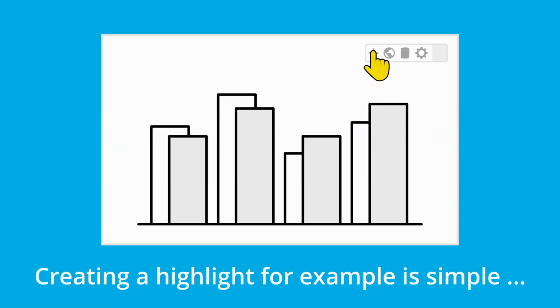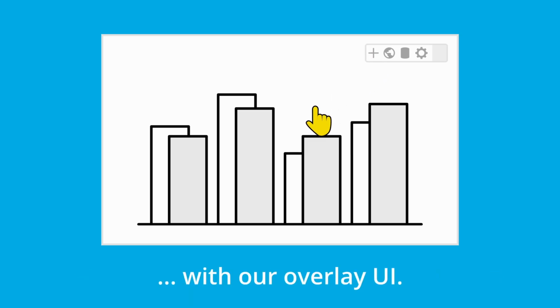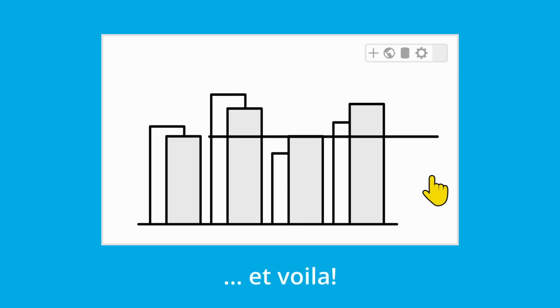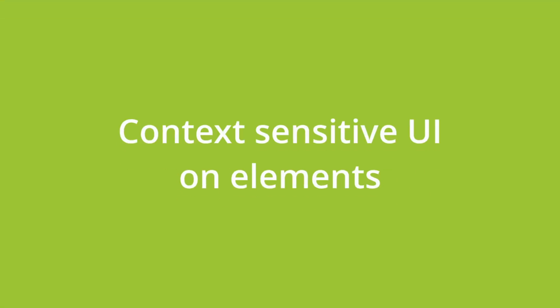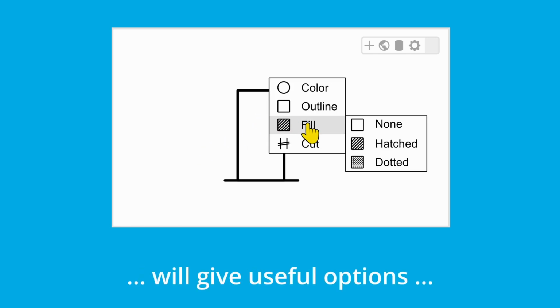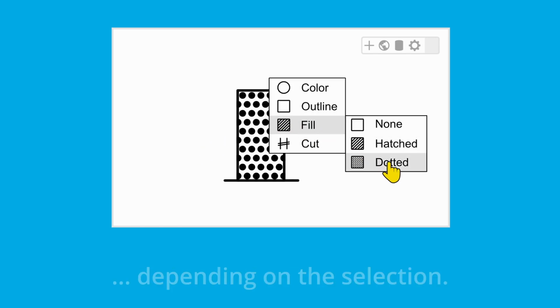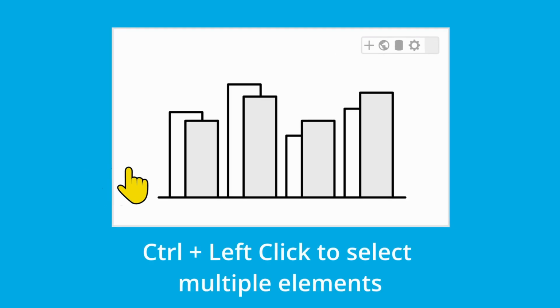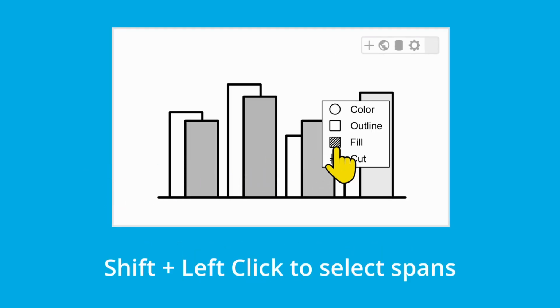You can now add more visual elements to your chart simply by clicking on the plus icon, which means less menu diving and an easier learning curve. Our context-sensitive interface will assist you with various options to adjust the elements of your chartrix. Even pick multiple elements to adjust them all at once.